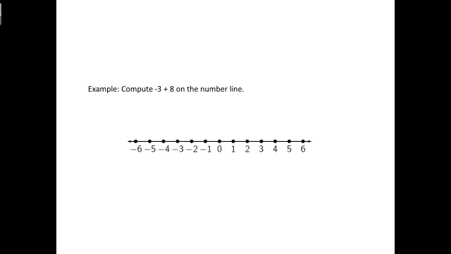Example, compute negative 3 plus 8 on the number line. As always, we start from 0. Negative 3 is to the left of 0, 3 spaces. Now, in order for us to add 8, we need to go 8 spaces to the right. 1, 2, 3, 4, 5, 6, 7, 8. We've ended up at the number 5, so negative 3 plus 8 equals 5.